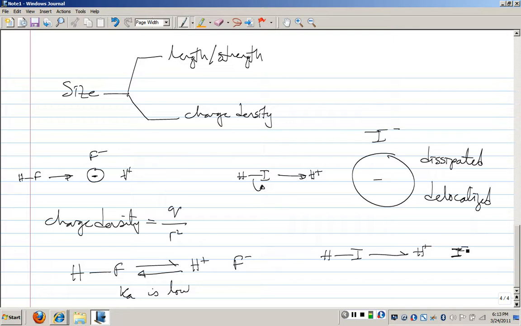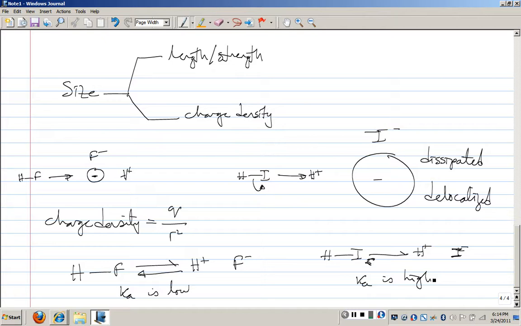But for heaven's sake, the minus charge is dissipated, delocalized over a much larger surface area. So the charge density is very, very small. So the I- is not desperate to cloak itself in a positive charge. It's not desperate to cloak itself in the proton. And so really, it just has very little interest in the proton. So the tendency of I- to gobble up the proton and go back into HI is really very little. So the net effect is that the Ka value for HI is very, very high.